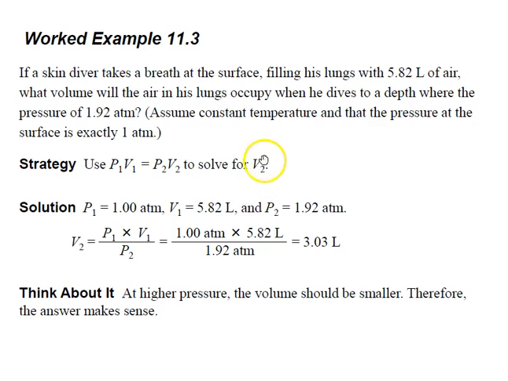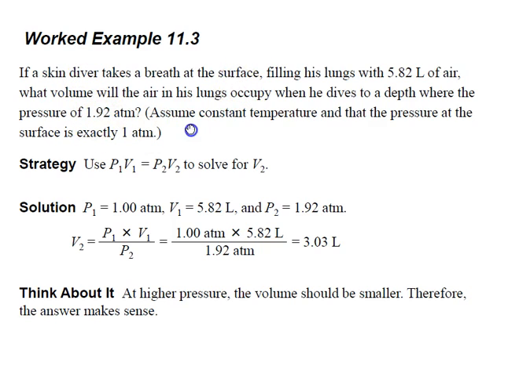The reason we're solving for V2 is that we know the initial pressure and volume, and we also know the final pressure, but we don't know the final volume. It's not a bad idea to write P1, V1, P2, V2 in a little table off to the side as a note, and label what's what. So this would be our initial volume, so you'd write that for V1. And the key thing is that it's 1 atmosphere at the surface. So that would be one that you might be missing.